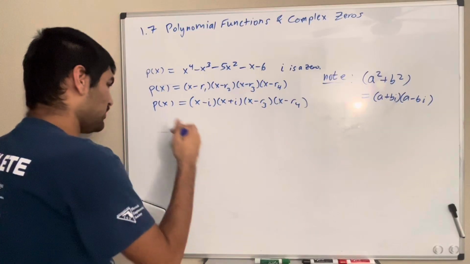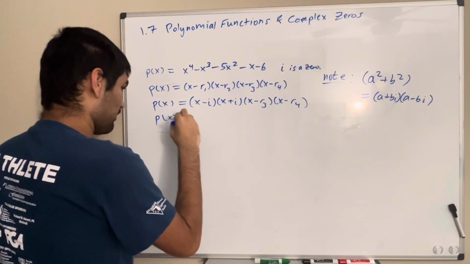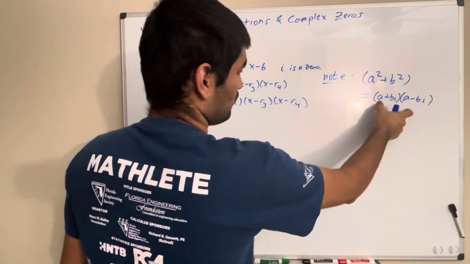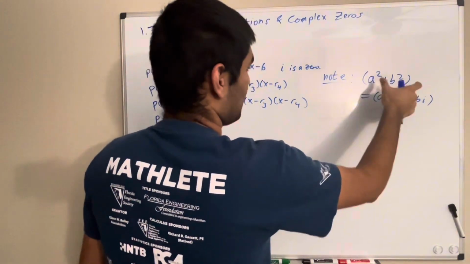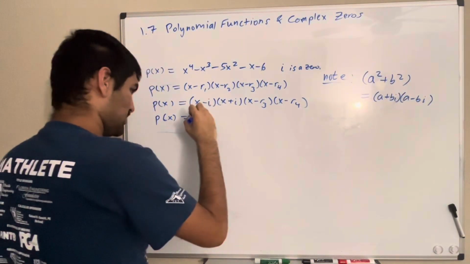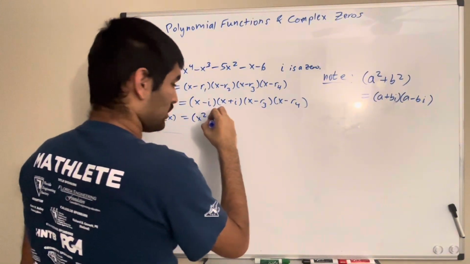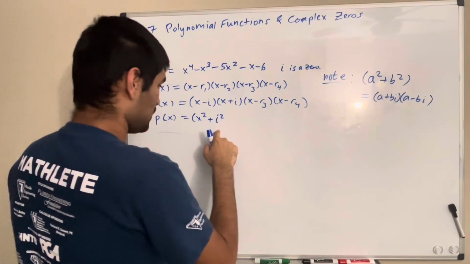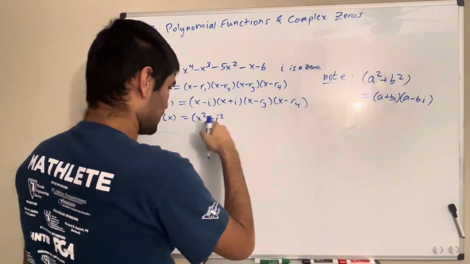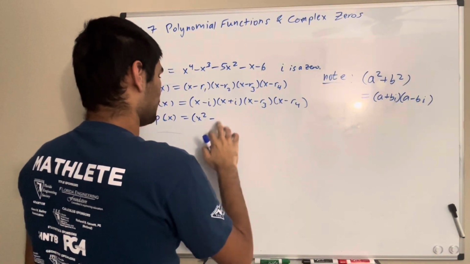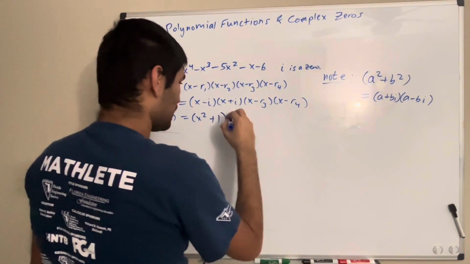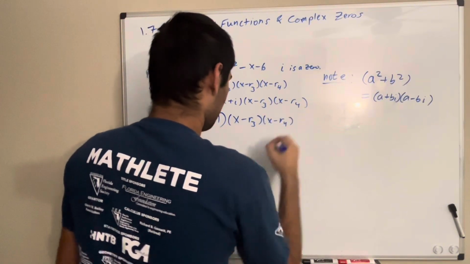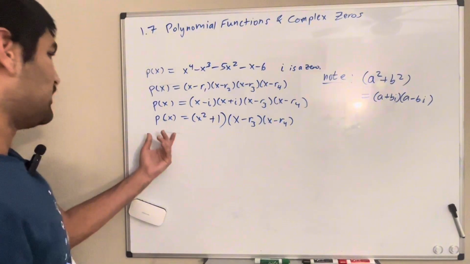So if we expand this out, this is just reversing the sum of squares formula. If we have 2 factors, a plus bi and a minus bi, multiplied together, it just becomes a squared plus b squared. So this would become x squared minus i squared, which is x squared plus 1, since i squared is negative 1. And then you have x minus r3, x minus r4, right? And p of x is just equal to that.